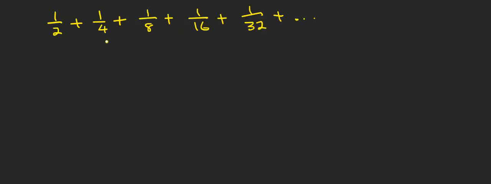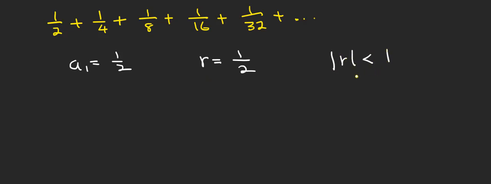So let's go back to this example. Will this infinite geometric series have a sum? Well, what is the first term? The first term is 1 over 2. What is the common ratio? The common ratio is 1 over 2. Now, is the absolute value of r less than 1? If it is, then we are going to have a sum. Well, the absolute value of 1 over 2 is less than 1.